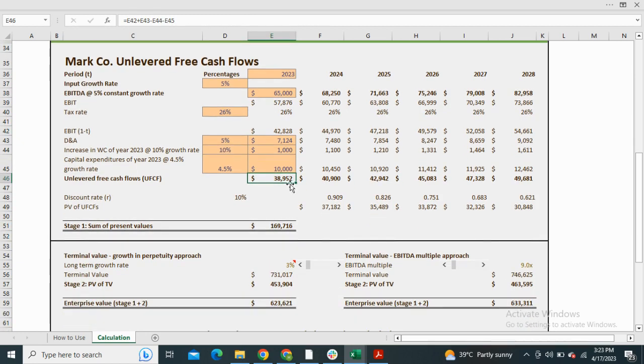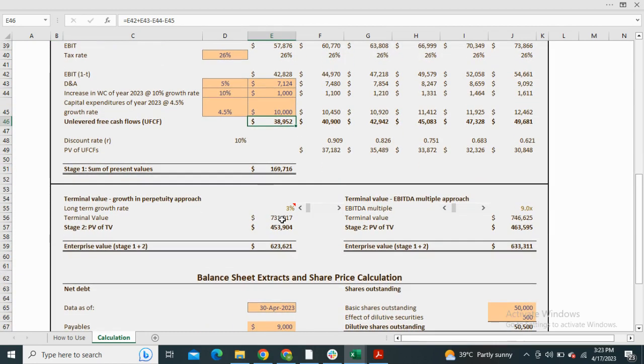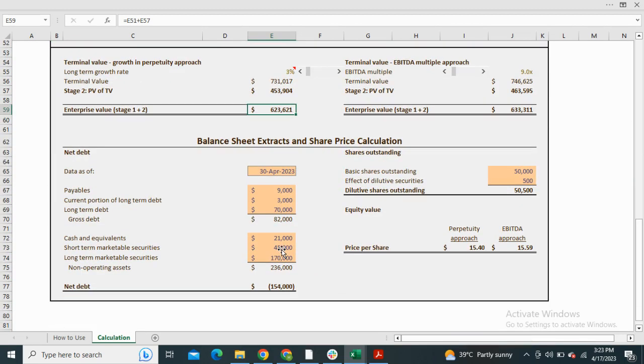Then these free cash flows are discounted and the total present value is calculated. The next step is to calculate the terminal value. And in the last, we have the total value of enterprise. The last step includes the share price calculation.